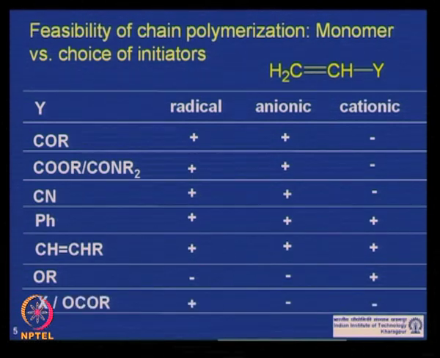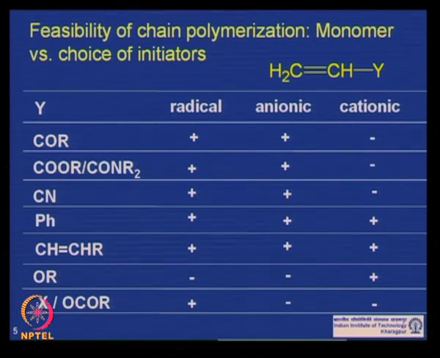If it is a halogen, then the halogen has a weak electron withdrawing inductive effect, and a weak electron donating or electron pushing resonating effect. So, because both these electron donating and electron withdrawing strengths are weak, it actually does not get polymerized either by anionic or cationic. It only gets polymerized by the radical mechanism, like vinyl chloride for example.